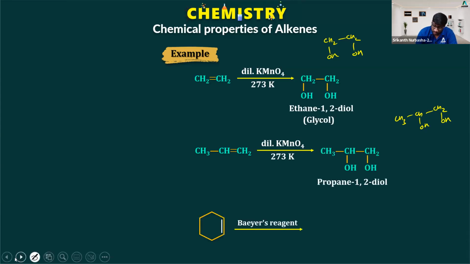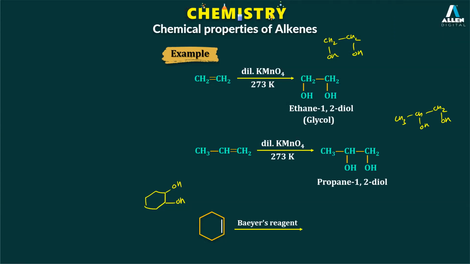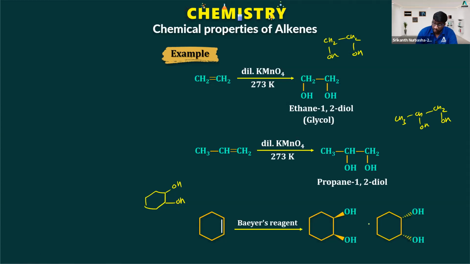Propane 1,2-diol. What happens here with Baeyer's reagent? The pi bond is going to be broken and 2 OH groups are going to be added. And what type of addition are you going to get? Syn addition. So you'll get meso compounds. Yes or no? You will be getting a meso compound, where both the OH groups should be on the same side.